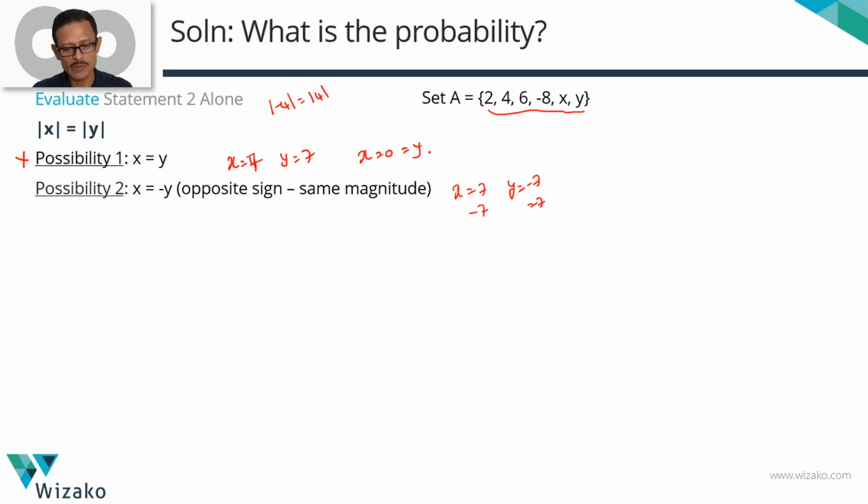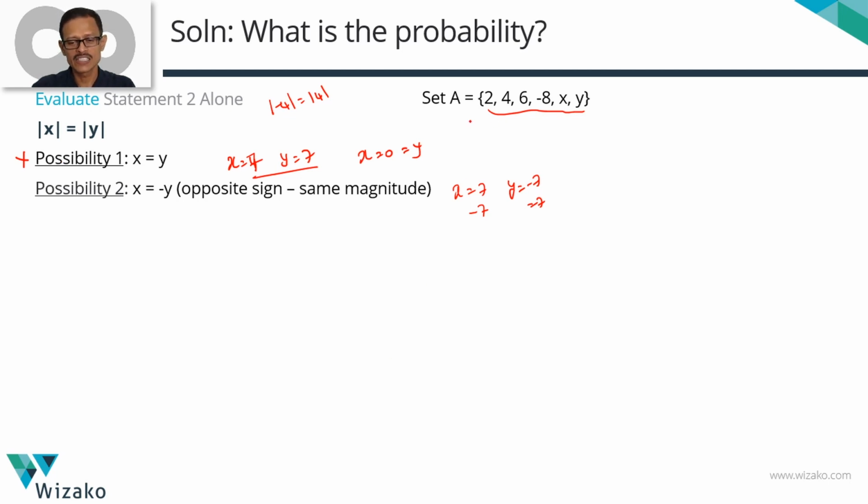So the 0 possibility is ruled out, both having the same sign is ruled out, either both positive or both negative. So this word distinct, given in the question stem, helped us eliminate possibility 1. That leaves us with the only possibility that x has to be equal to minus y. One of these 2 numbers is positive and the other number is negative.